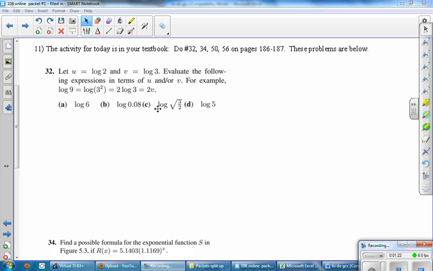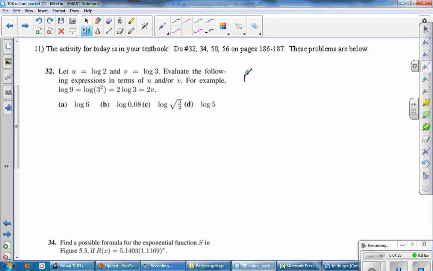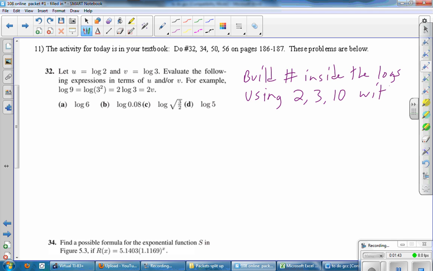So I'll just write down what the rules of the game are. We're going to try to build the numbers that are inside of the logs in these problems. And the things that we're allowed to use are 2 and 3 and 10. And then only certain operations are allowed. We're allowed powers. We just saw 3 squared in that example problem. We're allowed multiplication. And we're allowed division. And addition and subtraction are really not useful to us at all. We'll see why.